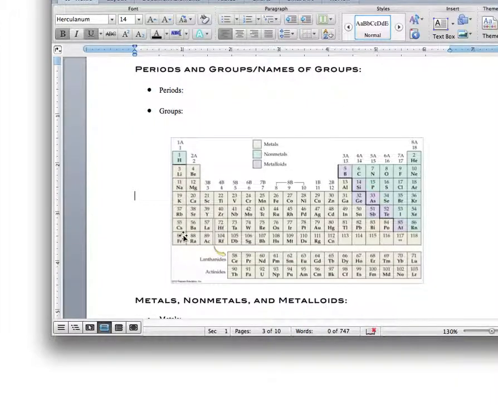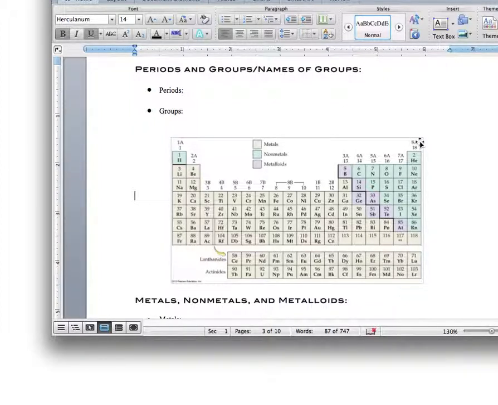The columns in the periodic table, so this is the first column, the second column, these columns are called groups. And so this is group 1, and we call these alkali metals. Group 2 is alkaline earth metals. Okay? And if you'll notice, if I skip over and get to group 3, group 4, group 5, group 6, group 7, and then group 8. It also says 13, 14, 15, 16, 17, 18.